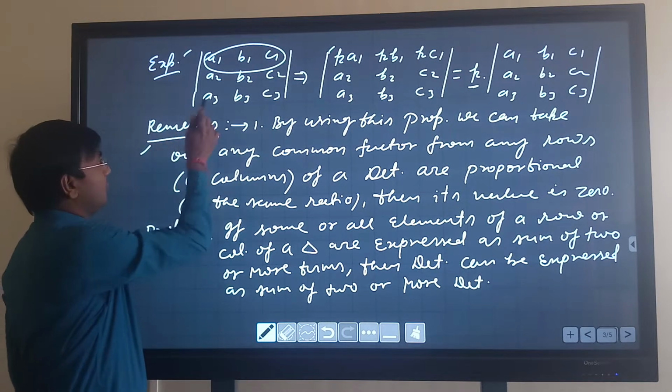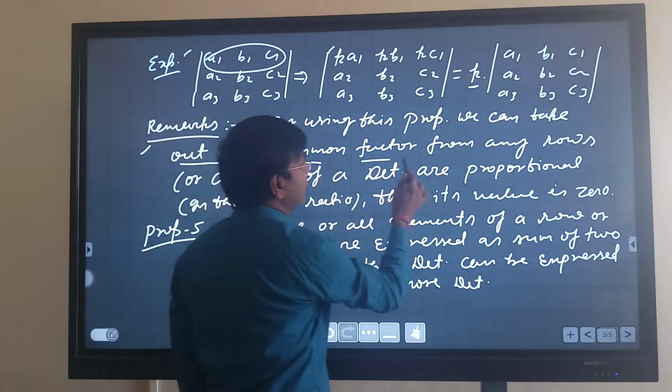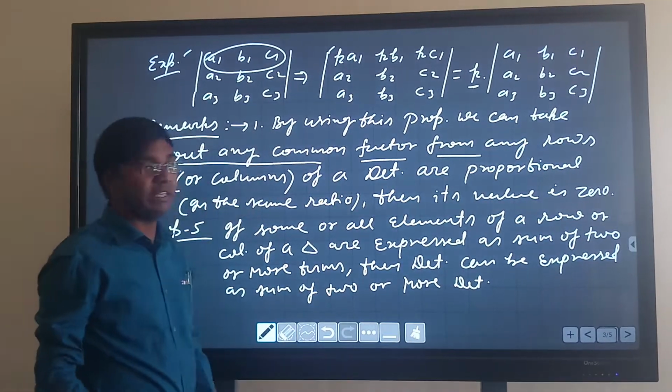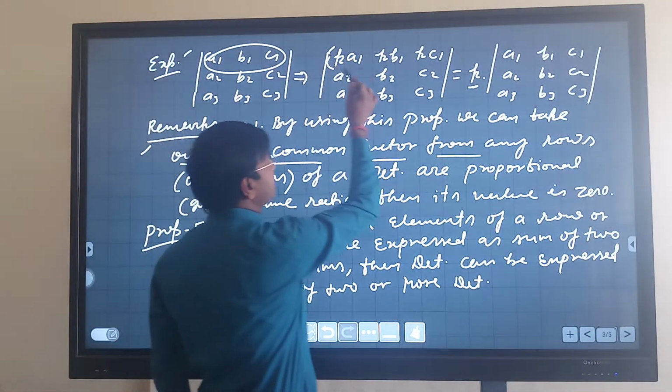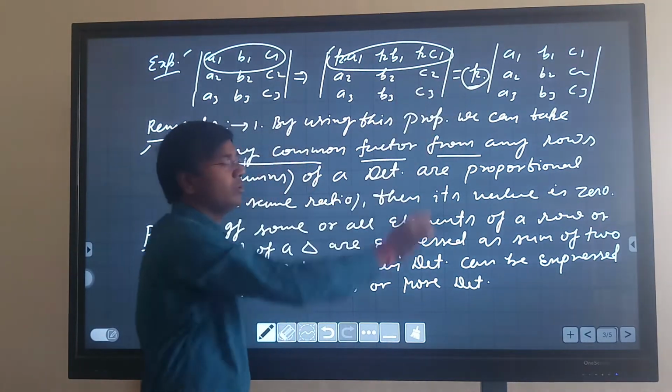So, remarks: due to this property we can take out any common factor from any row. Here k is coming, so we have taken this k common from row first.